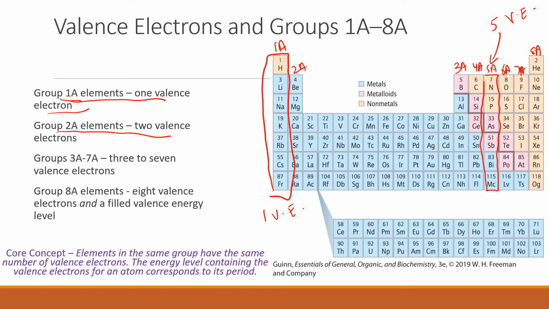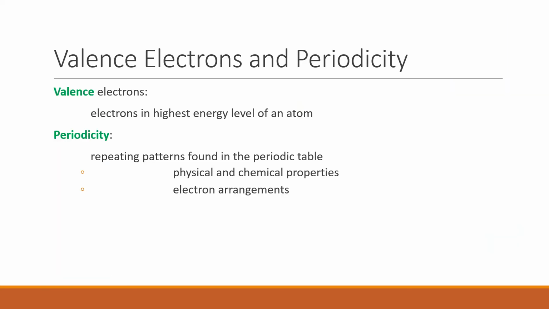So we can extend this logic. A group 2A element has 2 valence electrons. Groups 3A to 7A have 3 to 7 valence electrons. And finally, the last group, 8A: all of these elements have 8 valence electrons. So valence electrons are electrons found in the highest energy level.